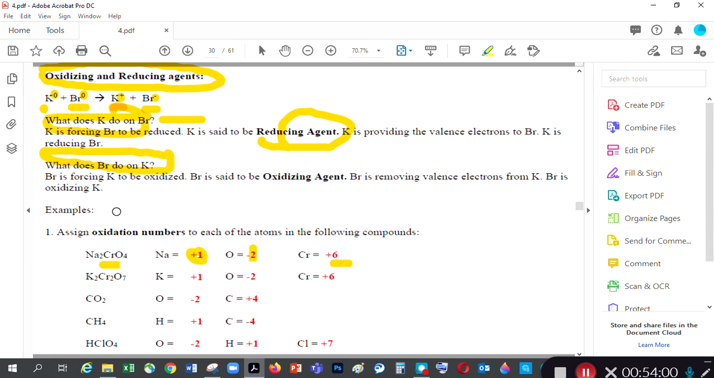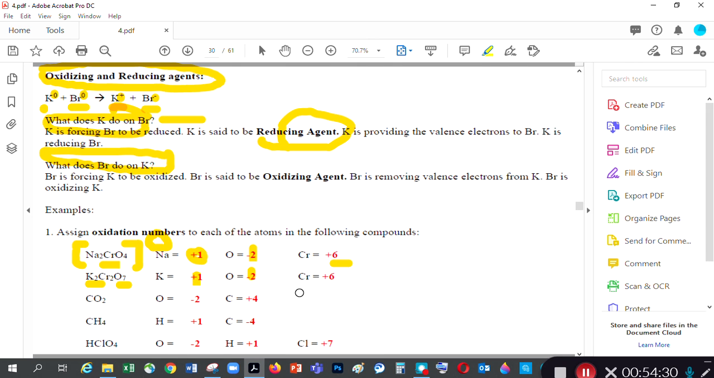+6 to make -8, because the whole molecule is considered to have a sum of oxidation numbers of 0, correct? So with this way we can determine the oxidation number of the element we don't know. But we know that potassium, group 1A, is +1. Oxygen, we said, most of the time, 99% of the time, is -2.